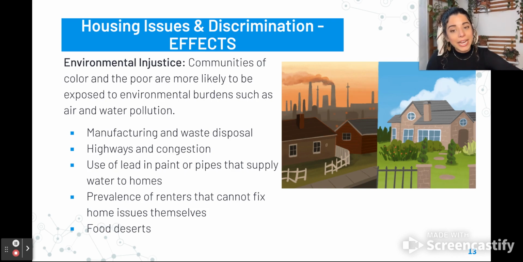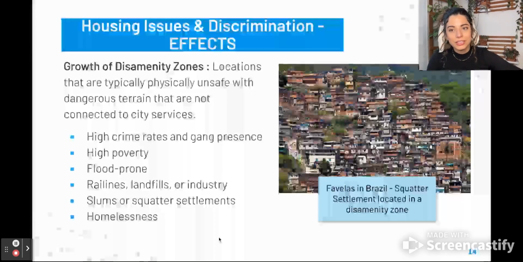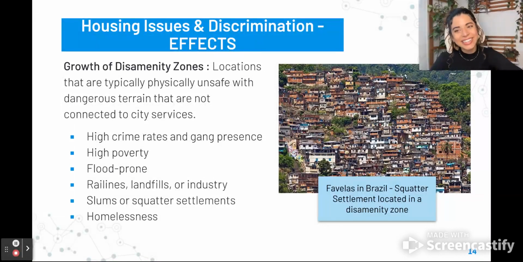The use of lead in paint or pipes that supply water to homes can be seen in some places that are lower income. Prevalence of renters that cannot fix home issues themselves. People cannot buy their own homes. It's a lot harder for them to invest in their living space. They can't fix homes without the permission of their landlord. And also, if it's not theirs, then they don't have that reason to invest in that space. And then also food deserts. Oh, sorry, there's one more.